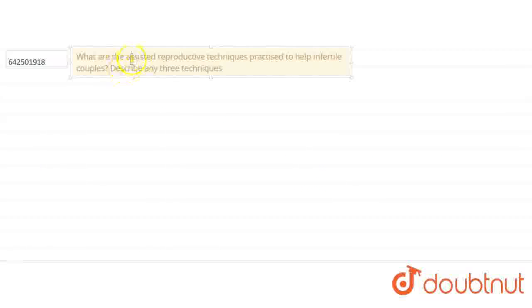The question is, what are the assisted reproductive techniques practiced to help infertile couples? Describe any three techniques. So first we have to tell what are these techniques, and then we have to explain any three of them from our syllabus. So firstly, these ART or assisted reproductive technologies are special techniques that are known to help infertile couples bear children or to have children.